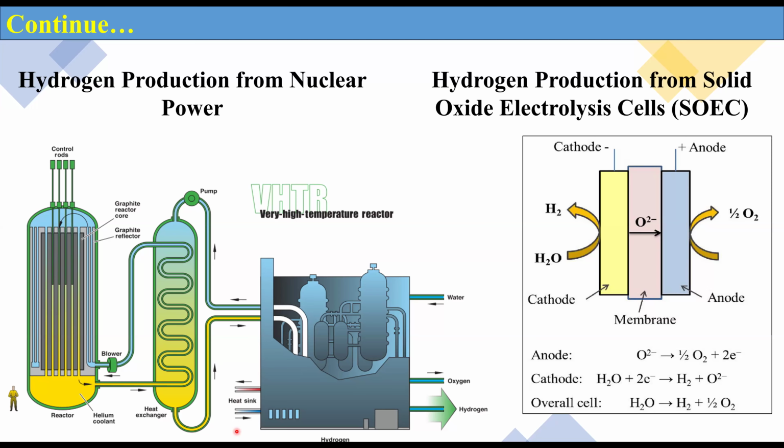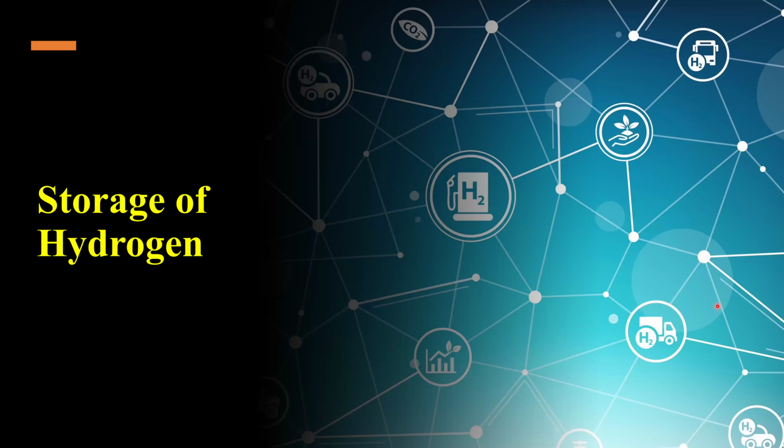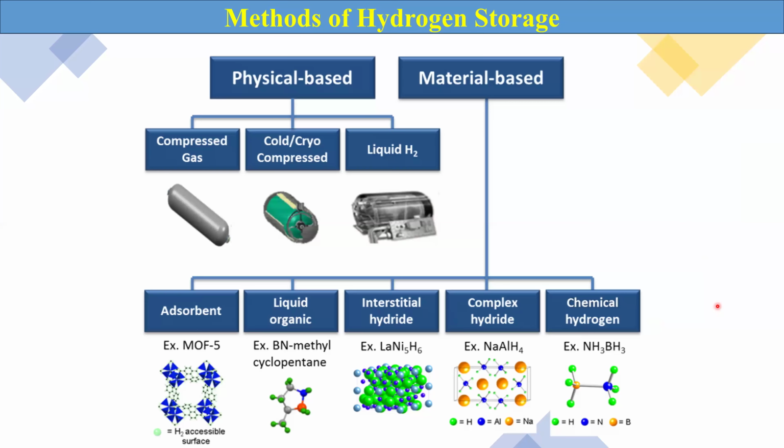Here we have covered the hydrogen production part. Now it comes to how we are going to store the hydrogen. The storage of hydrogen is typically done by means of different methods, and I have illustrated some methods here: the physical method and the material based method. Within the physical method, we require compressed gas and cryogenic compressors. In terms of phase change, we need to convert it into liquid through liquefaction, so we are talking about liquid hydrogen.